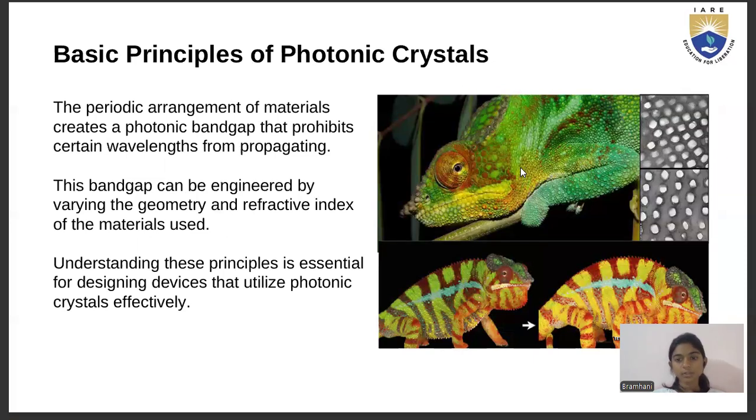Basic principles of photonic structure. The periodic arrangement of materials creates a photonic band gap that prohibits certain wavelengths from propagating. This band gap can be engineered by varying the geometry and refractive index of the materials used. Understanding these principles is essential for designing devices that utilize photonic crystals effectively.